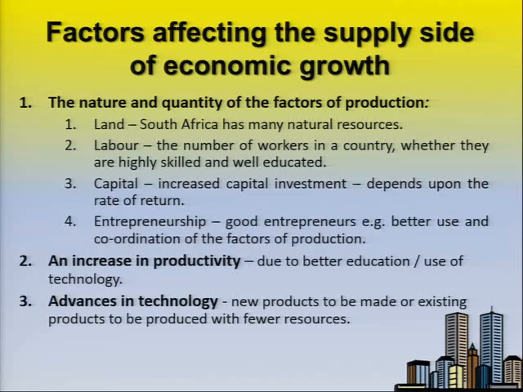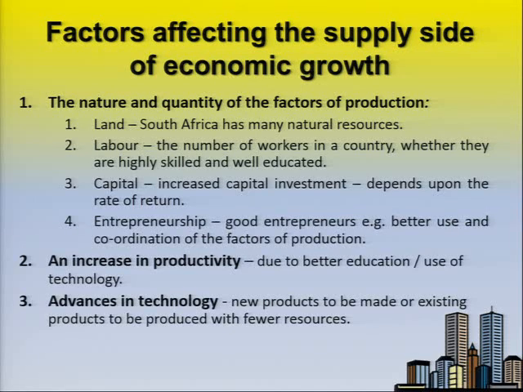Remember, from the supply side, if you remember your diagram of supply and demand, we'll be concentrating on the supply, where the producers are the ones who supply the goods and the services. Now, let's look at the first one, the nature and quantity of the factors of production. You all remember the factors of production.